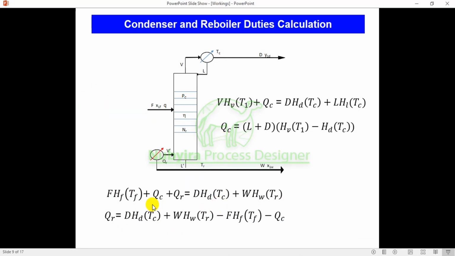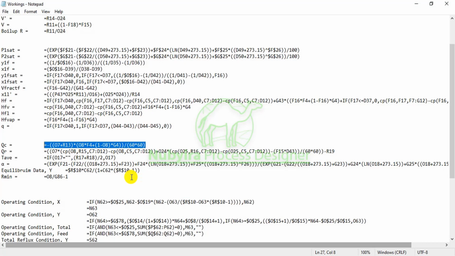We have the QC and QR, then the distillate, then the Hd, then the Tc, then the flow that is coming out of the column, and this is the distillate that is coming out of the column, and the bottom that is coming out of the column. The distillate is coming out at the temperature of the condenser, while the bottom is coming out at the temperature of the boiler. So this equation is rearranged into this form to get the Q reboiler, you understand? So that's all. The equation is here.